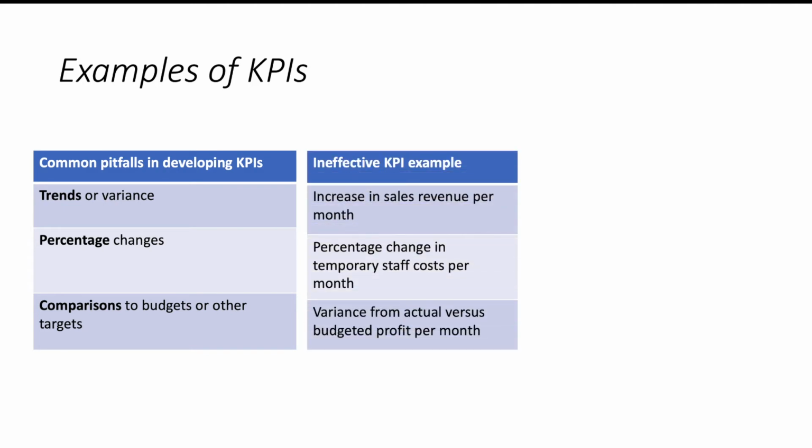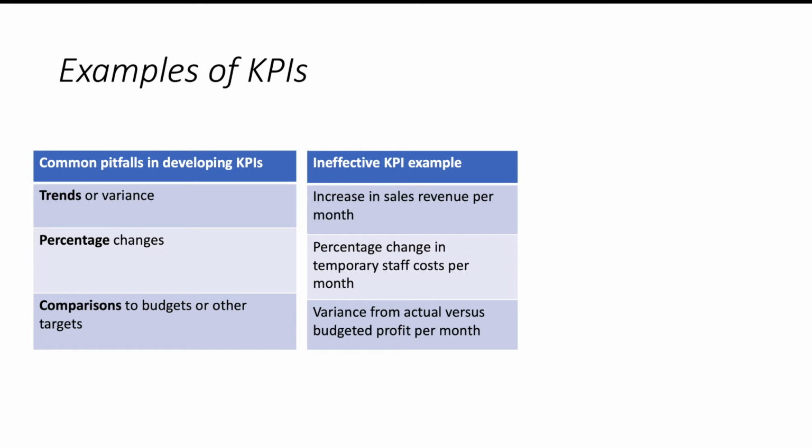Ineffective KPIs are, if it's a trend, then increase in sales revenue per month. So what is this actually missing? This is missing the SMART criteria. In SMART, what we have discussed is that it should be specific, measurable, action oriented, realistic, time bound.